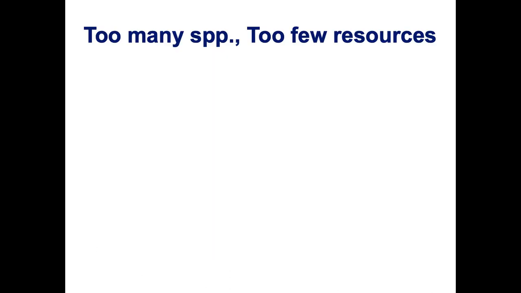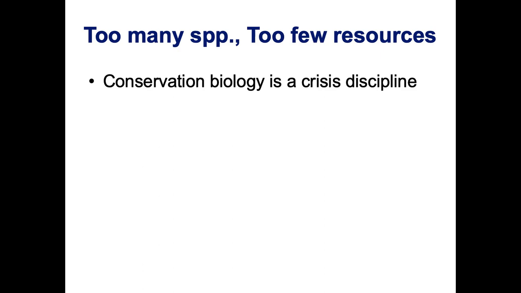Unfortunately, there are too many species that fall in these categories and not enough resources to do something about it. So I said that this would be more optimistic, but it's not 100% optimistic. Conservation biology is a crisis discipline, meaning that sometimes we have to make really hard decisions, often without enough information.